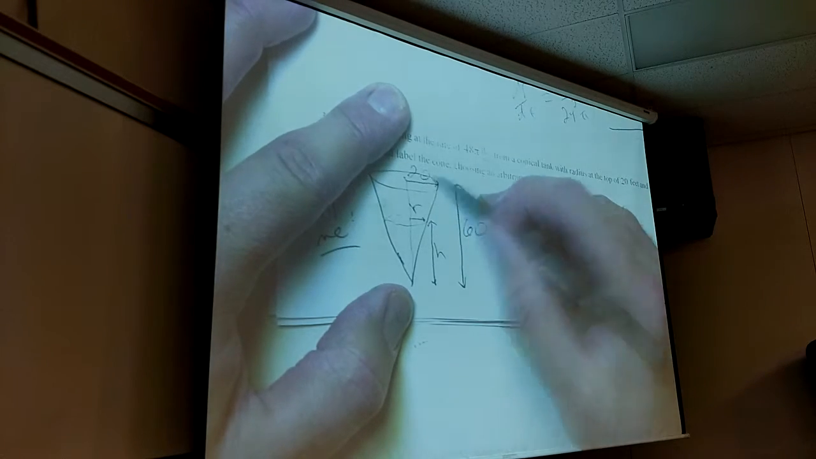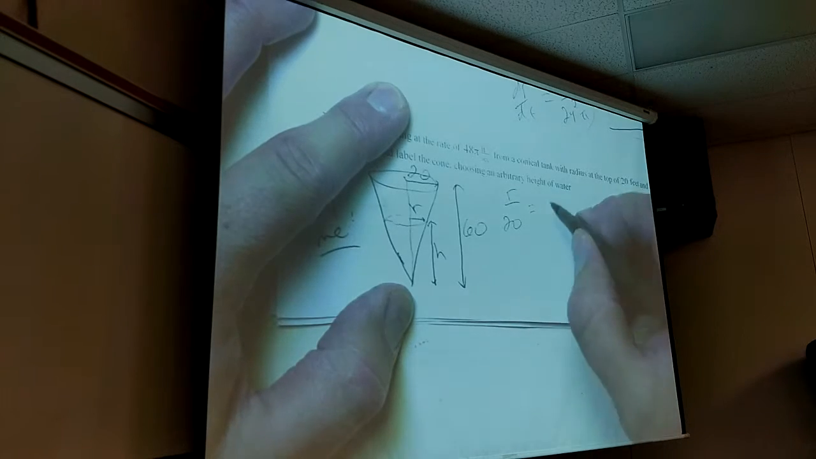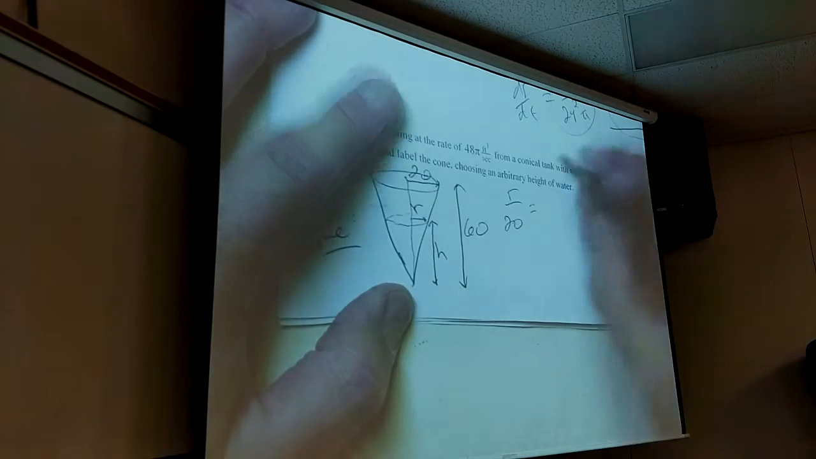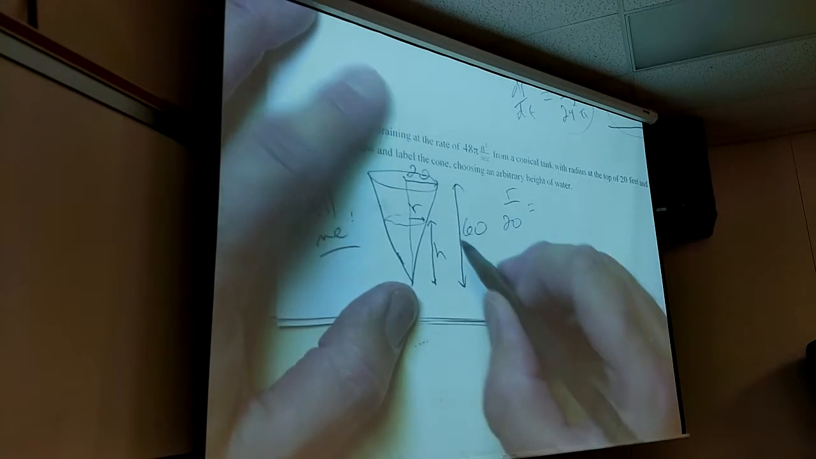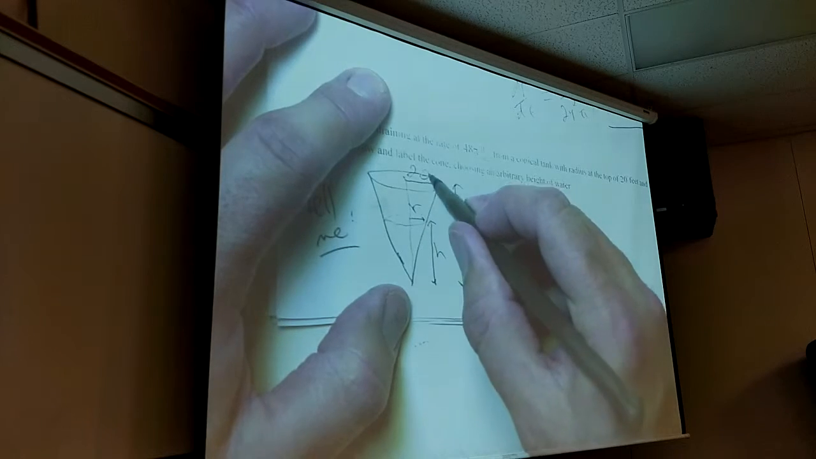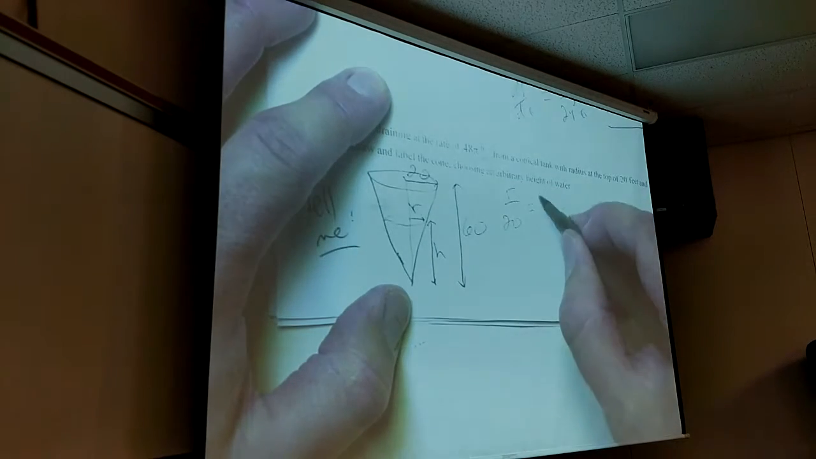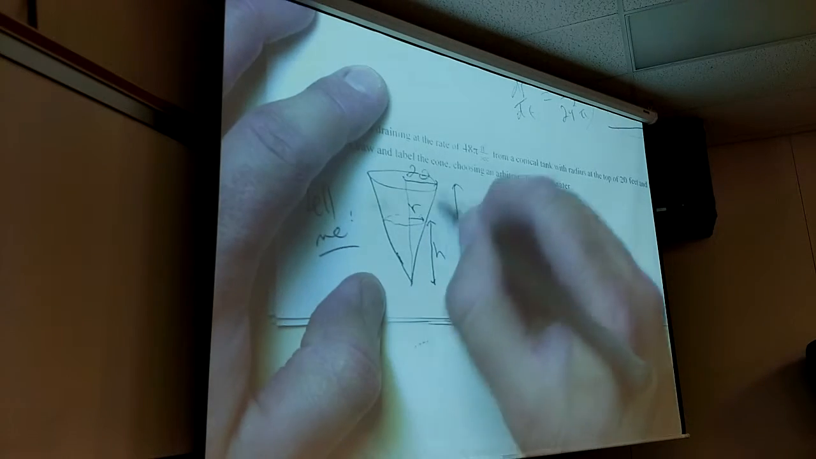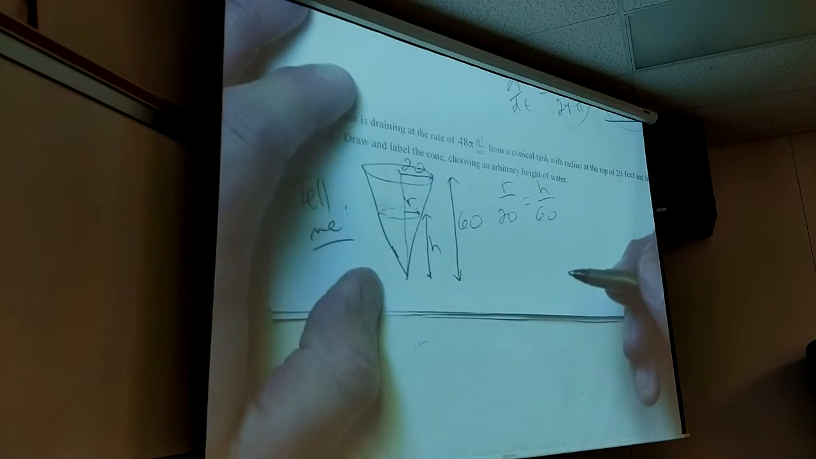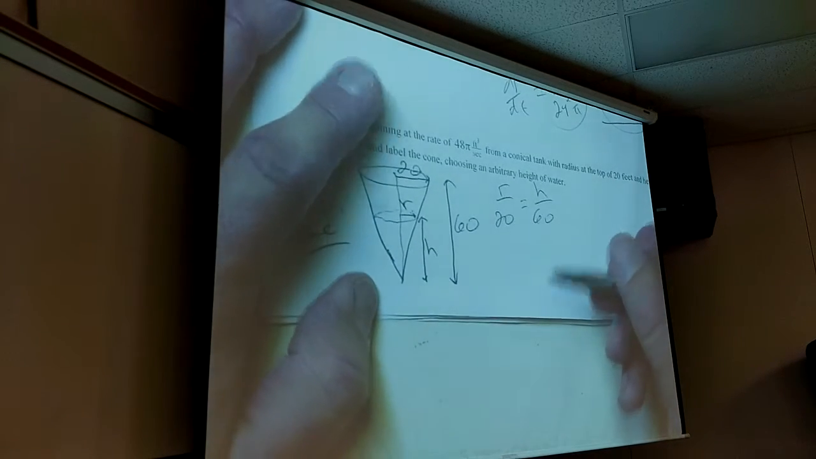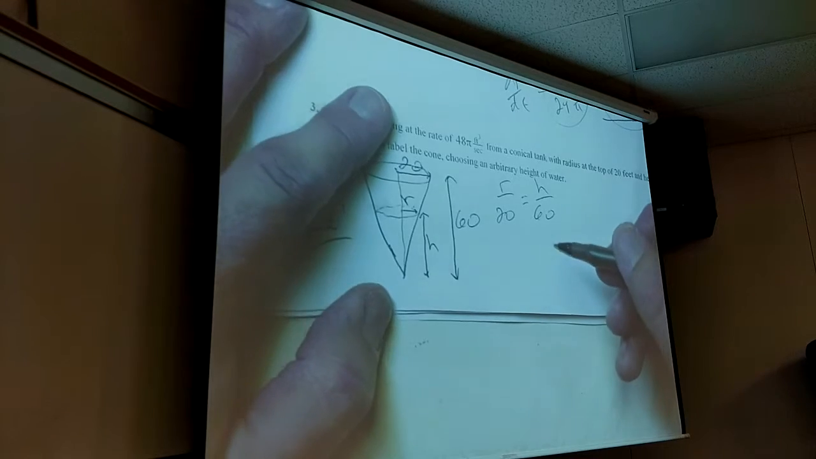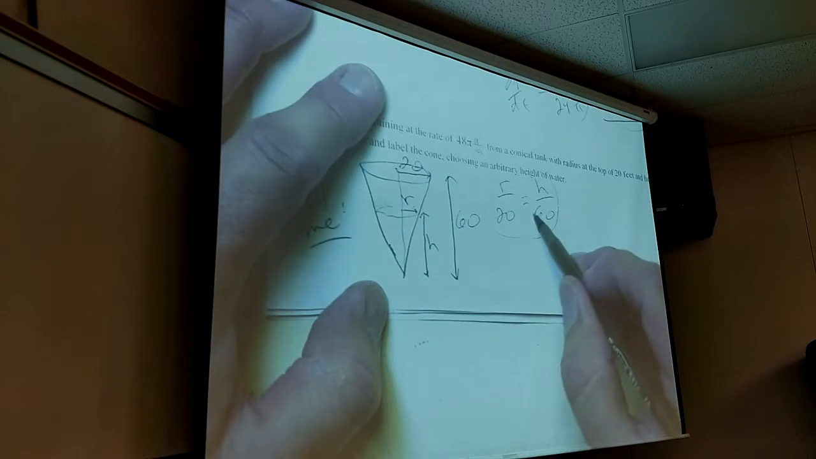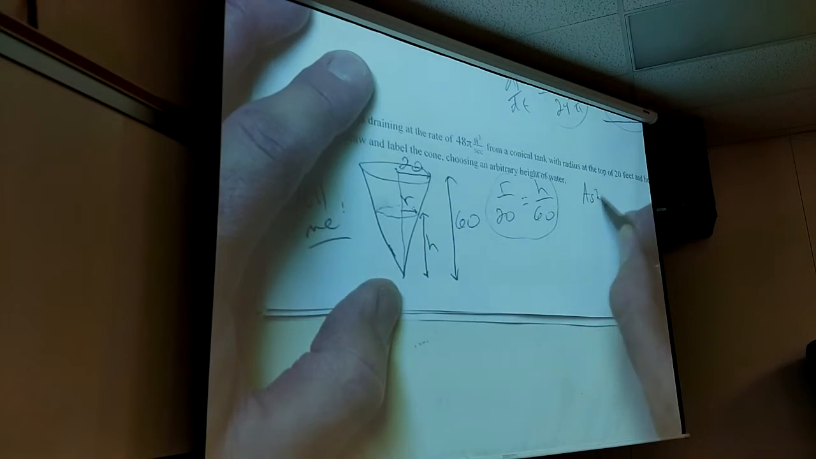R is to 20. So small is to big as H is to 60, because this is just triangles in here, right? It's just similar triangles. There they are again. They're going to show up. So that's useful. This whole thing sets up a relationship between R and H, because what do they ask me for?